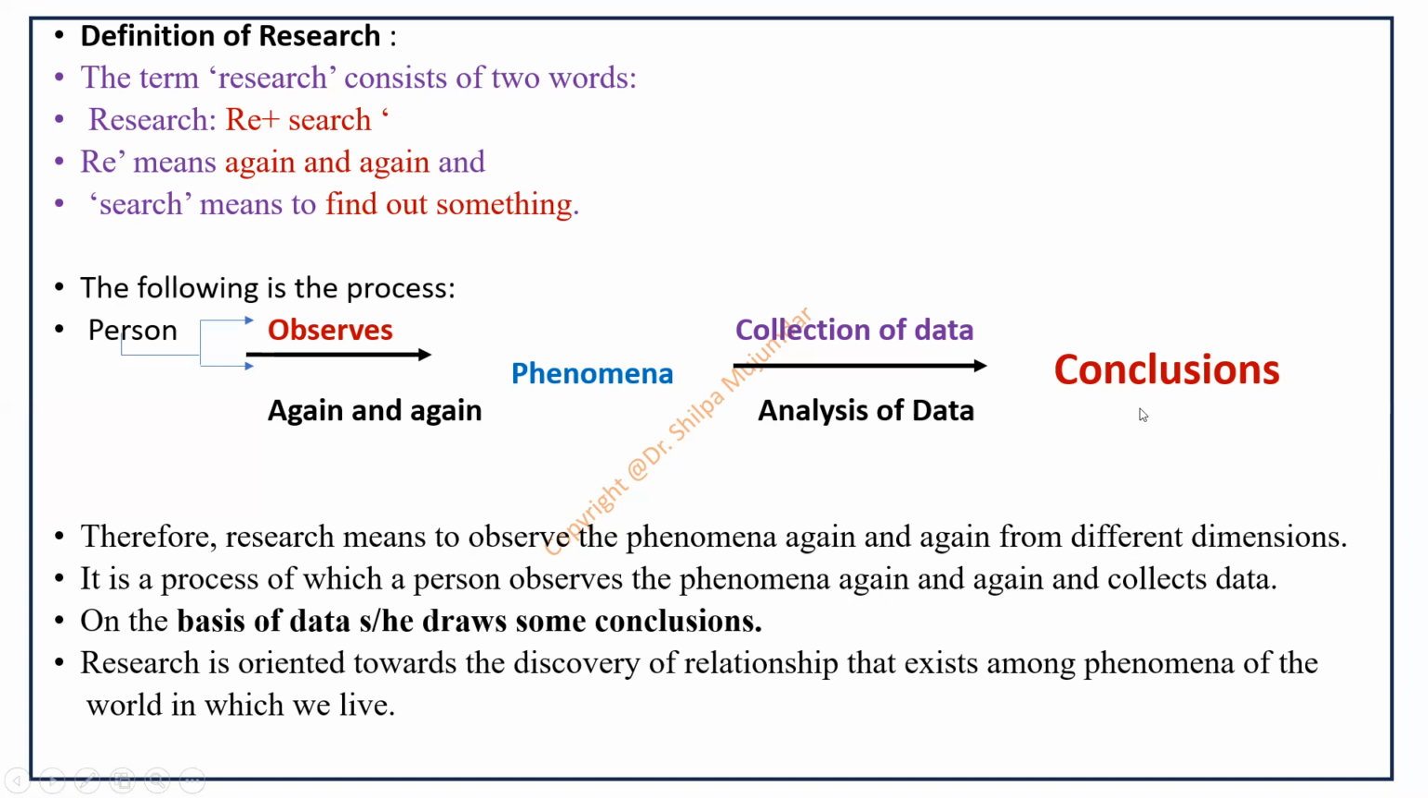But what is the cause of acid rain? So he or she could draw some conclusion. So this entire process, right from observation till conclusion, in between, has to do the observation again and again, collect the data, analyze the data, and draw some conclusion. This whole process is actually called research.